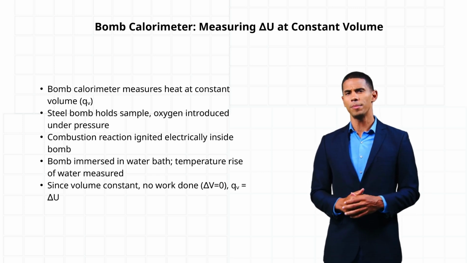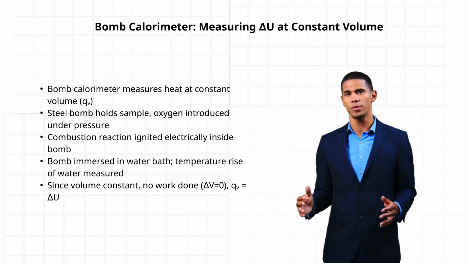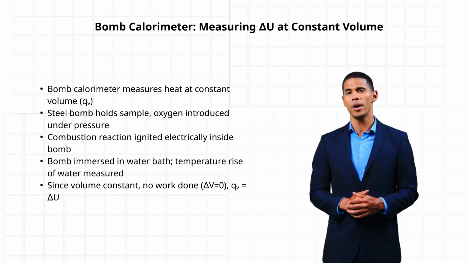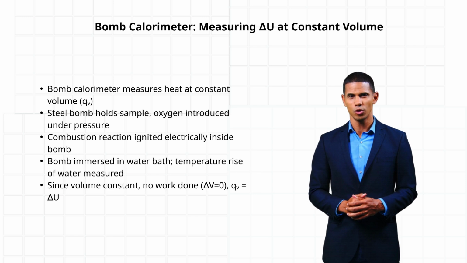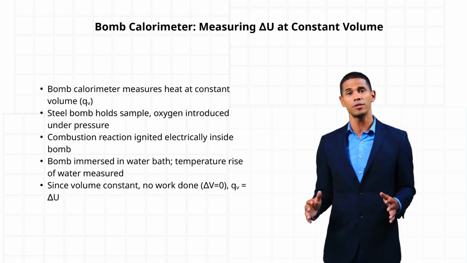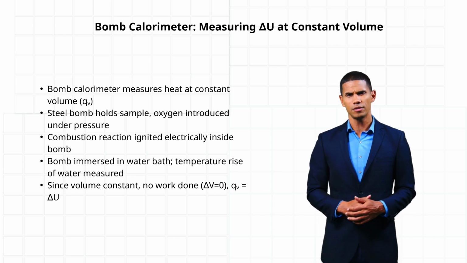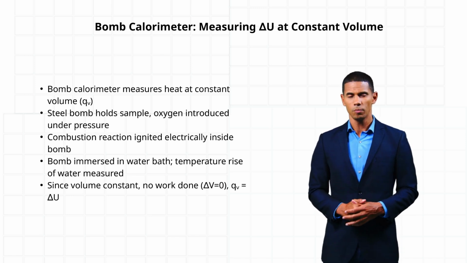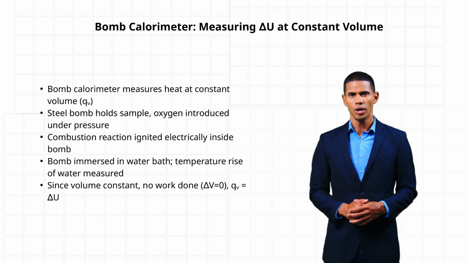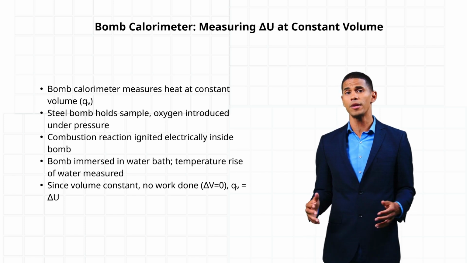Welcome! Let's dissect the bomb calorimeter, a marvel for measuring internal energy changes. You place a sample inside a strong steel container called the bomb. Oxygen is pumped in at high pressure, ensuring complete combustion. When you ignite the sample electrically using firing leads, it burns in an oxygen-rich environment. The bomb is immersed in a water bath, and as the sample combusts, it transfers heat to the water, raising its temperature. The thermometer monitors this change.